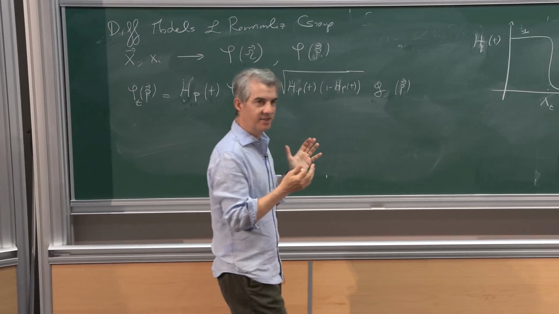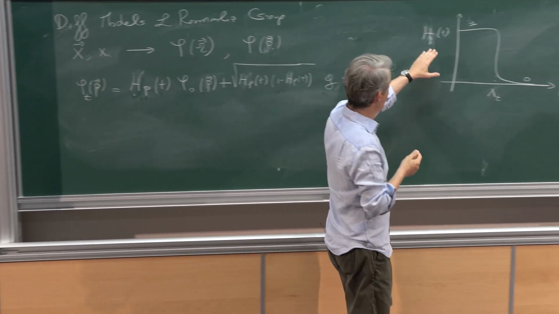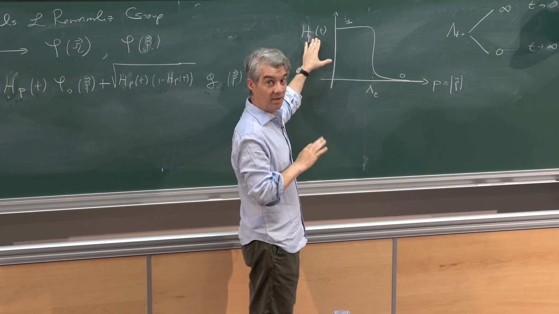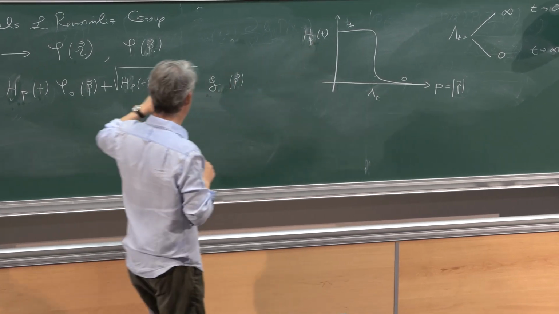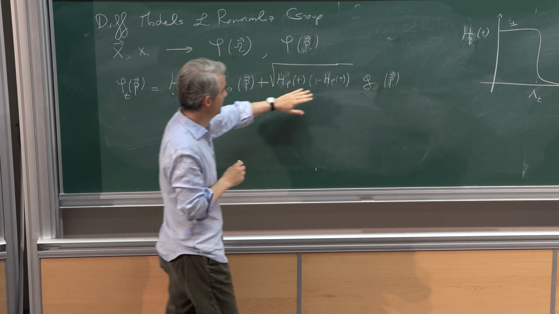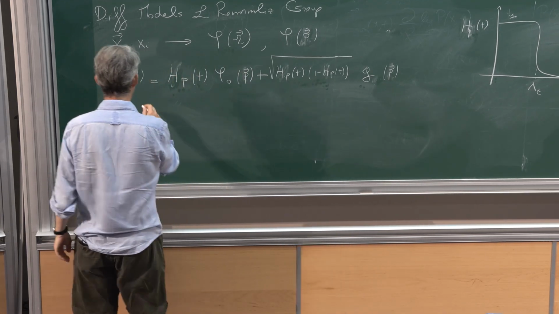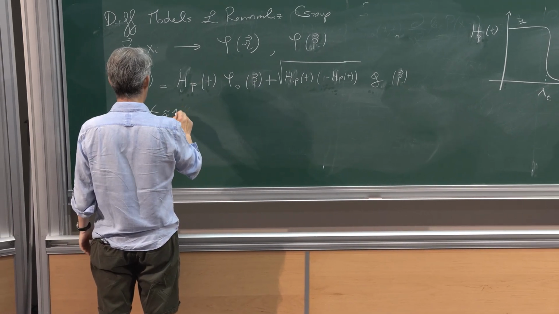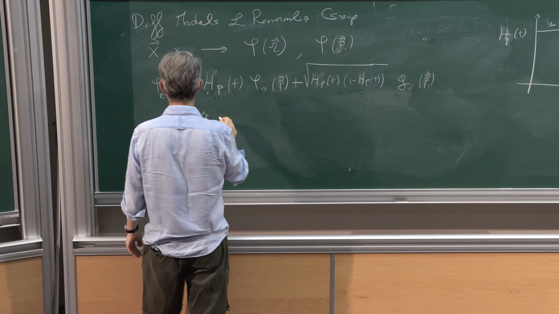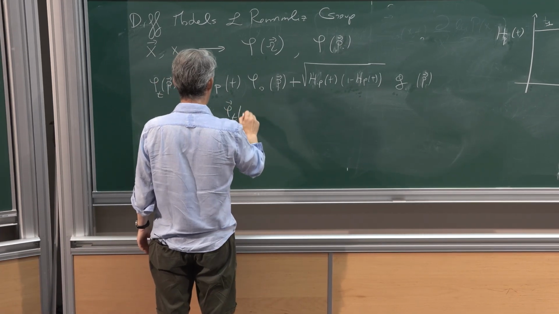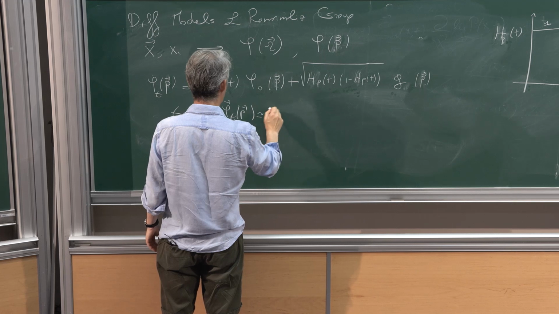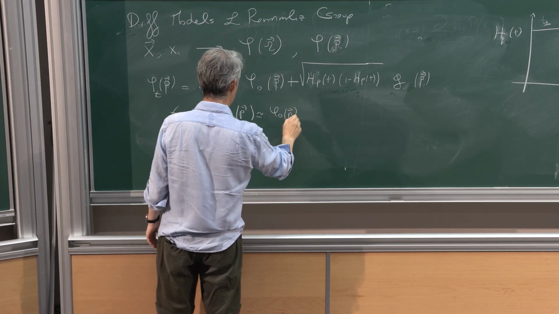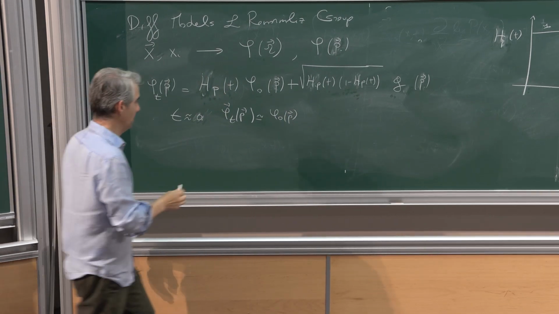So at the beginning of time, h_p of t is equal to 1 everywhere. So if h_p of t is equal to 1 everywhere, what happens? When t is close to 0, phi_t of p is equal to phi_0 of p, for any p.